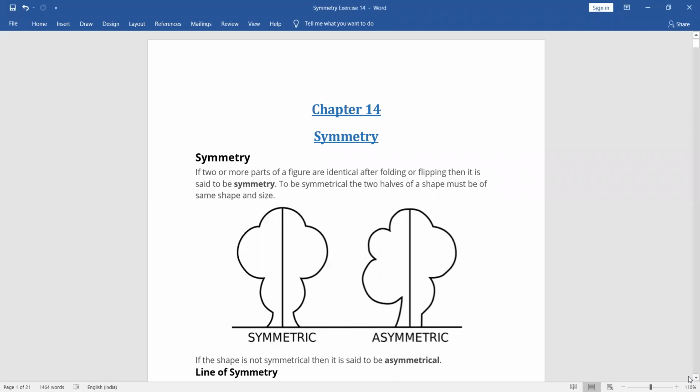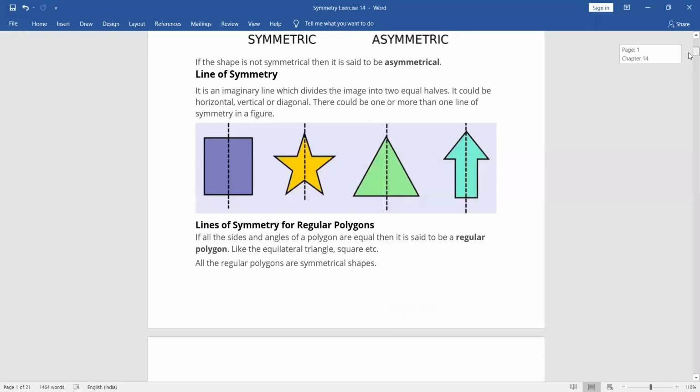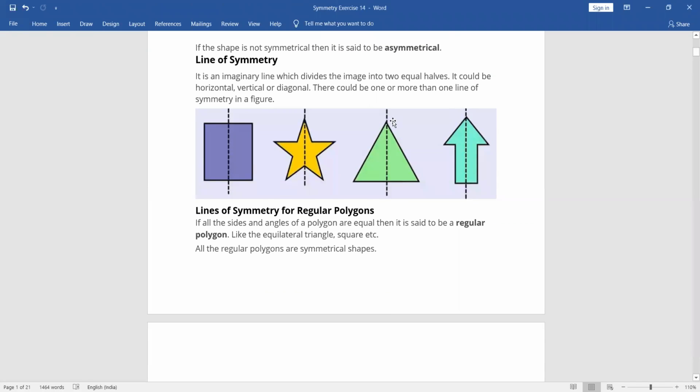Now we will talk about the line of symmetry. The line which divides the shape into two same parts. It is not just a line, it is an imaginary line. Any line which divides the given figure into two equal halves. It can be horizontal, it can be vertical as shown in the figure. It can be diagonal also.